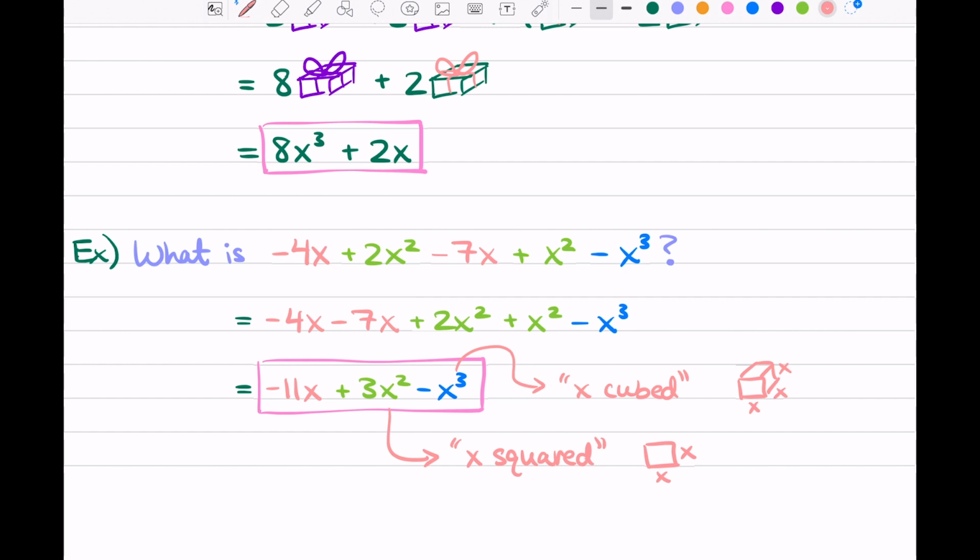X to the second power and x to the third power show up quite a lot in math. And so the fancy math folks, they just got tired of saying x to the second power and x to the third power. So they just came up with x squared and x cubed. Just a quicker way to say it.